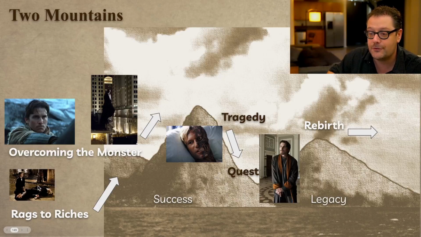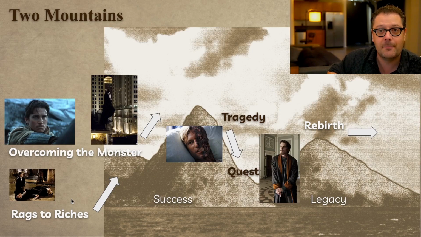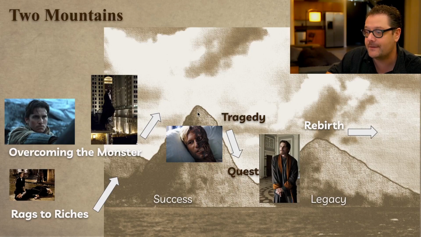You could think of Bruce Wayne as embodying some elements of rags to riches in the very beginning of the trilogy, as he's an innocent boy. He's not poor, so it's not completely a rags to riches story. He comes from wealth, but he does lose his parents, and orphanhood is one of the prototypes of the rags to riches plot. He then encounters the Joker in the second movie and moves into the overcoming the monster phase. But by the end, there's the tragedy of Two-Face. By the end of the second movie, he really tumbles down into what I call the Quest Valley, the Valley of Exile.